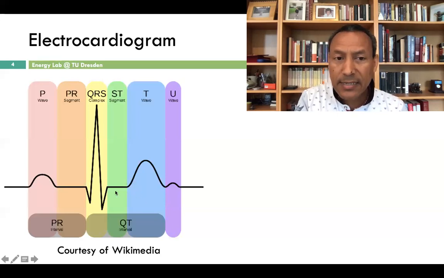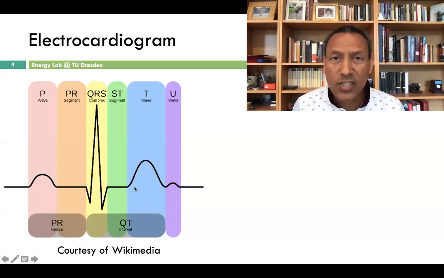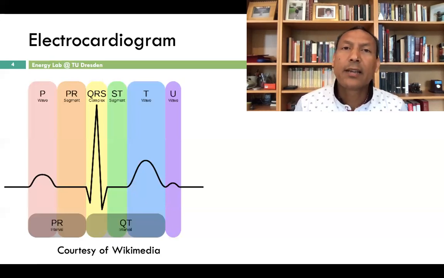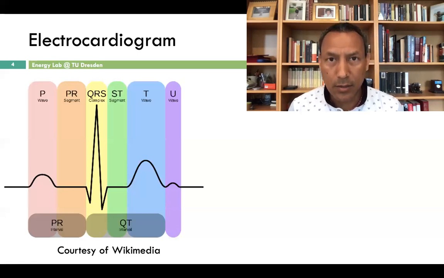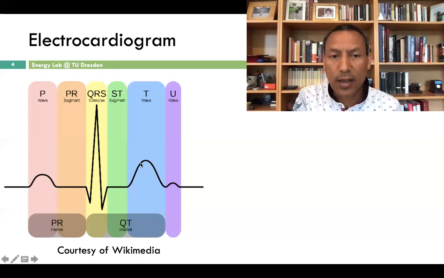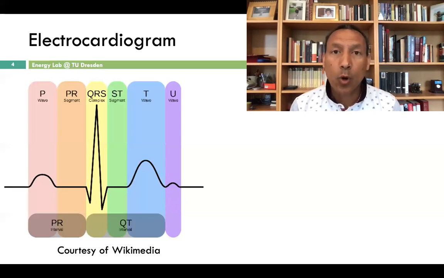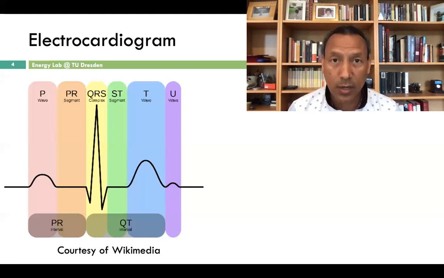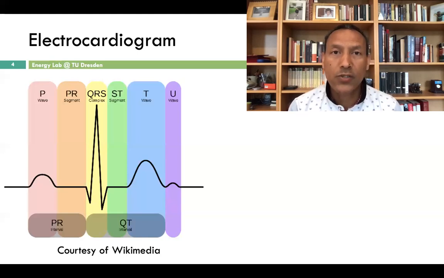Then there is some relaxation time, and then the ventricle repolarizes, and as a result of this repolarization, we observe the T wave. And then afterwards, we also observe the U wave, but the U wave is usually difficult to observe unless we use a highly complex device.